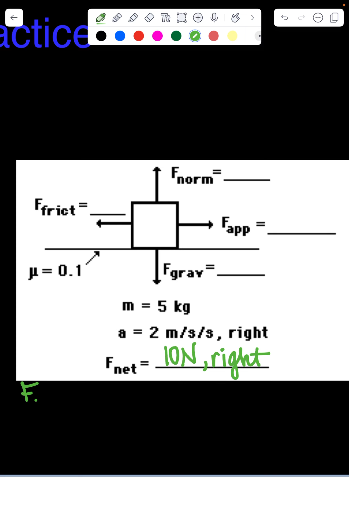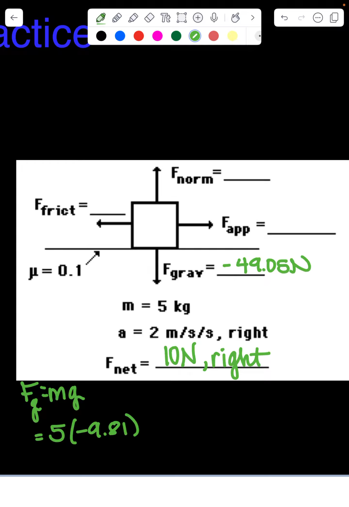All right, so the next thing that we're going to solve for is going to have to be force of gravity. So we know that our force of gravity is equal to mass times acceleration due to gravity. So that's going to be 5 times negative 9.81. We multiply 5 times negative 9.81. We get a negative 49.05 newtons. Well, this object is on a surface, so we know that normal and gravity are equal and opposite. So if gravity is a negative 49.05 newtons, our normal force is a positive 49.05 newtons.